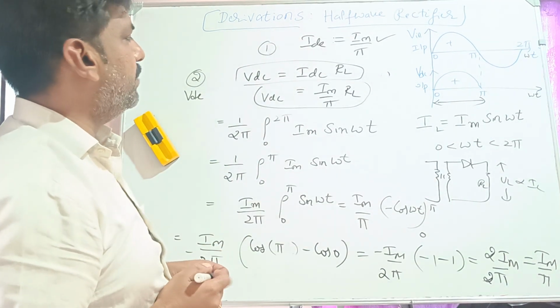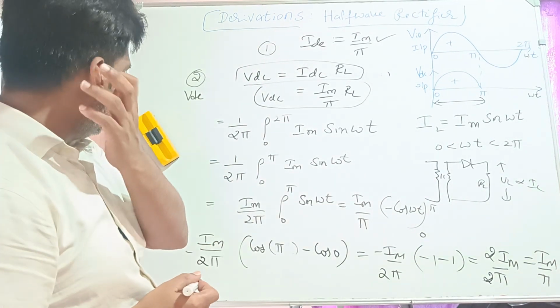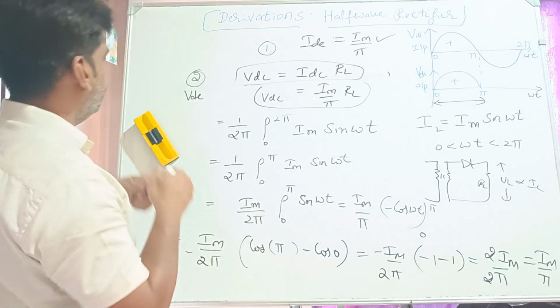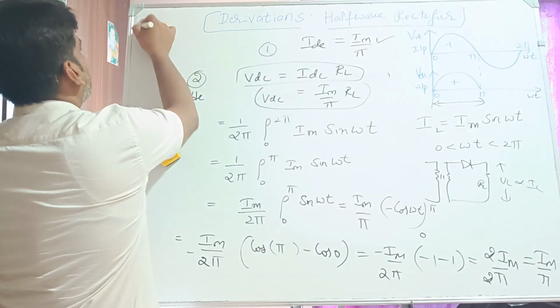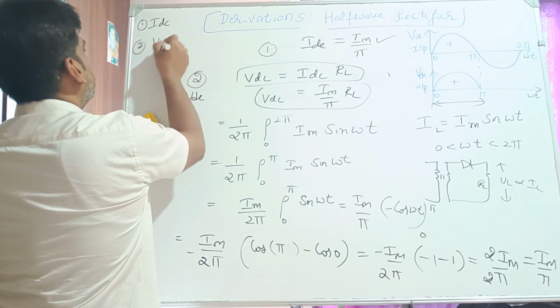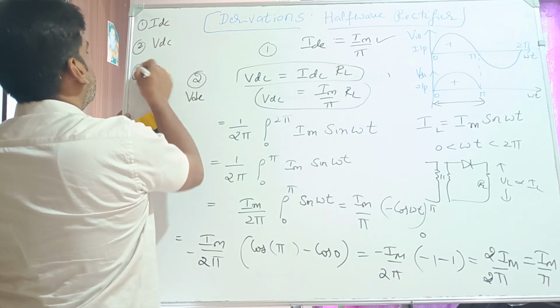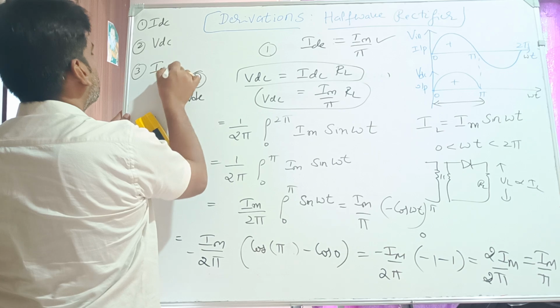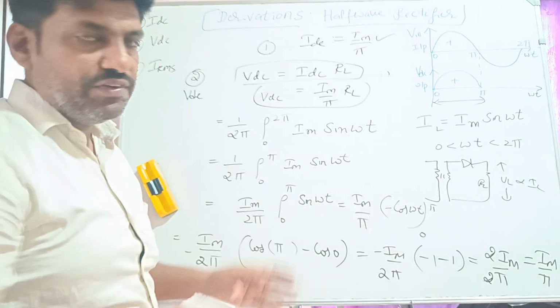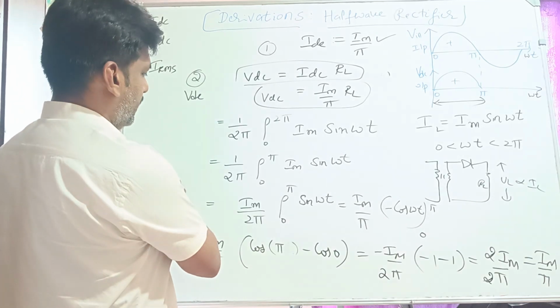IDC value is Im by pi, VDC value is Im by pi multiplied by RL, that is a load resistor, right? So now once we have found IDC and VDC, next we will find what is IRMS. Later we will see up to the efficiency we can see, right?